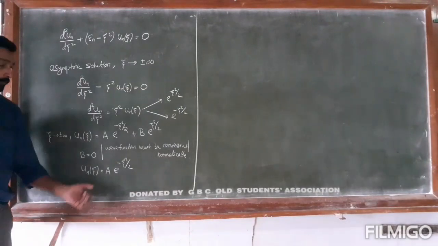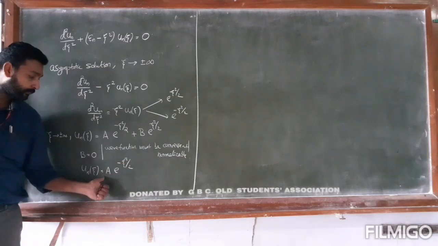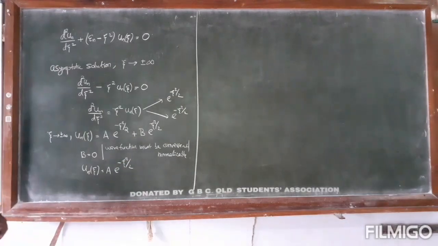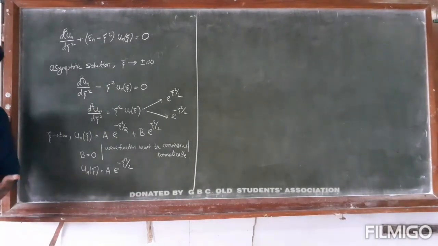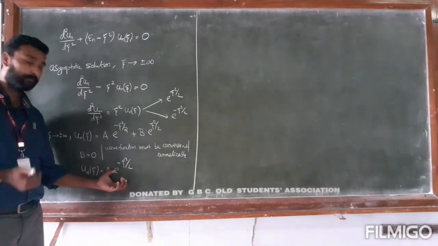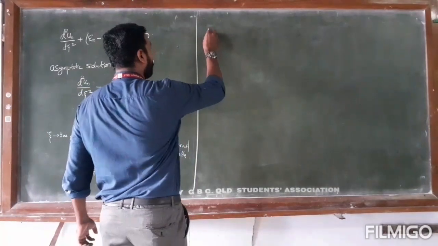Okay, so in order to satisfy this condition, the only possibility is u_n of theta must be e raised to minus theta squared by 2. So this is the form of u_n of theta when theta is very large. But in general, what would be u_n of theta? Then the possibility is u_n of theta must be a product of two functions, and one of the functions must be e raised to minus theta squared by 2. So we can make an assumption. It is called an ansatz.